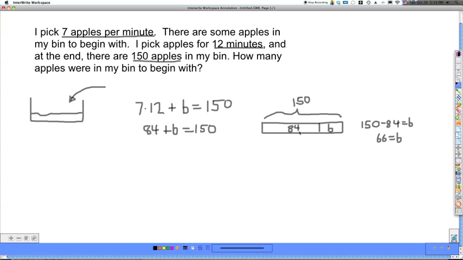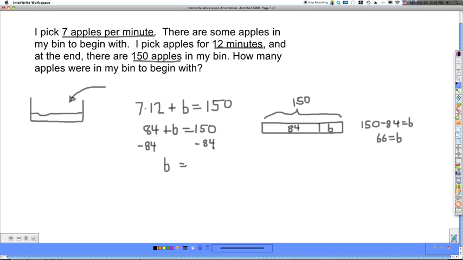When we saw this as a bar model, we saw that 84 plus the B together made 150, and we needed to take 84 away from 150 to figure out what B was. And if you look at the equation, you can see that the same thing is true here. We've got 84 and B together to make 150. If I take 84 away, I'm left with just B.